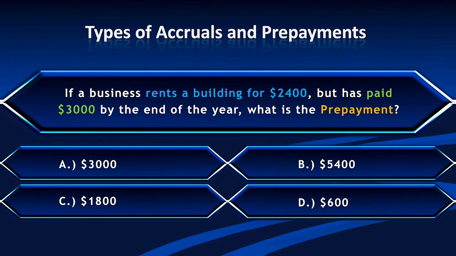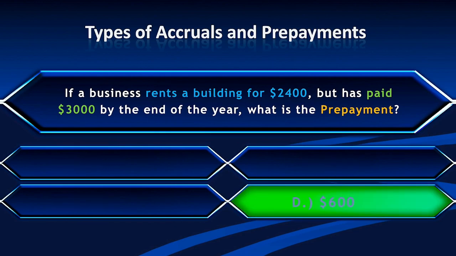So if a business rents a building for $2,400 but has paid $3,000 by the end of the year, what is the prepayment? Because it is a prepayment, once again, they paid more than the amount incurred. How much more did they pay? $3,000 minus the $2,400 will give you $600. So there should be a prepayment of $600.